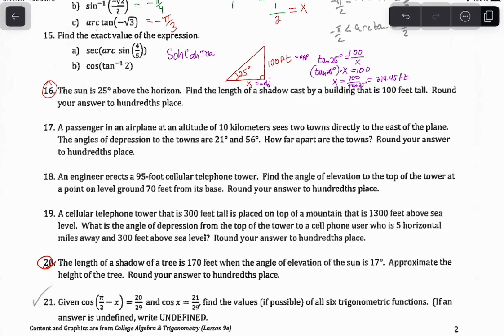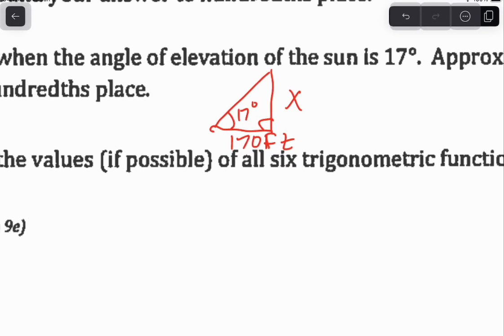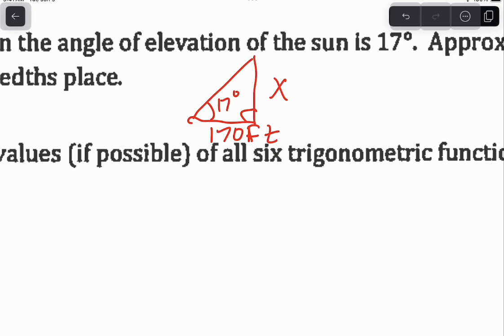Oh, well, number 20 is exactly the same. I guess I could have just waited until number 20. Well, it isn't actually. Let's set it up. It's almost the same. Okay, let's set up number 20. It says the length of a shadow of a tree is 170 feet. So this time, our 170 is down here, and our angle of elevation is down there. What is the height of the tree? So that is the picture we would set up for this problem.